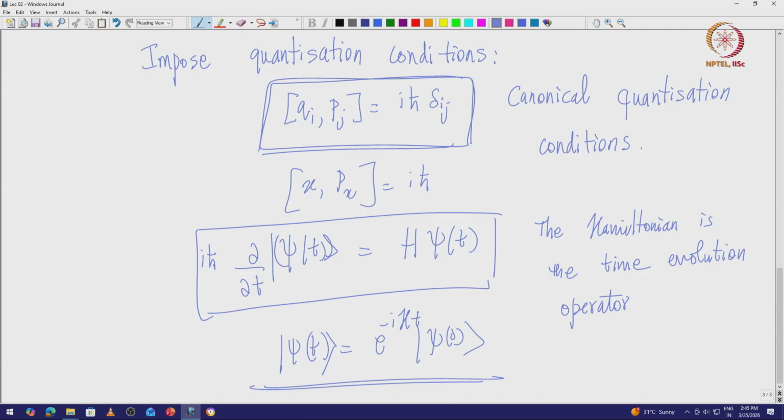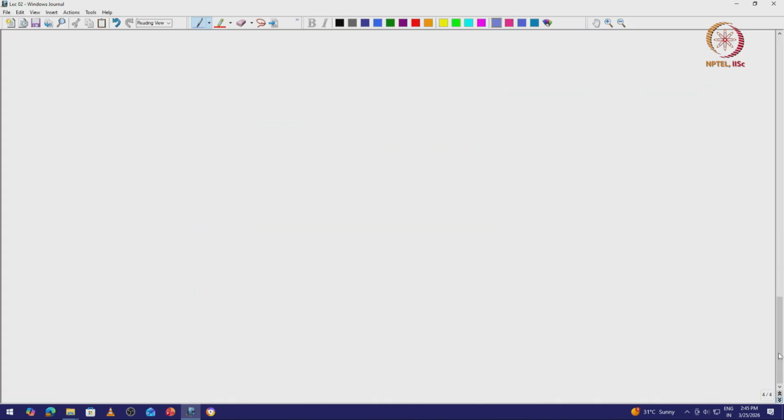In the Heisenberg picture, the states are time independent and the operators evolve. In the Schrodinger picture, the states move with time; the states evolve in time.